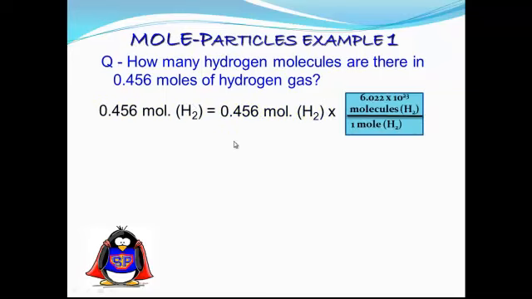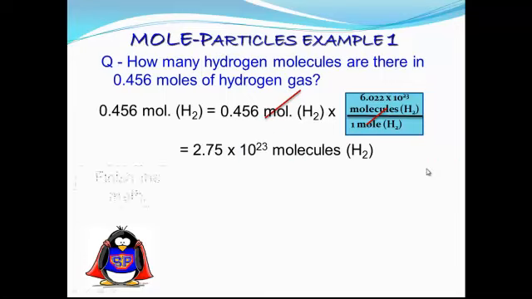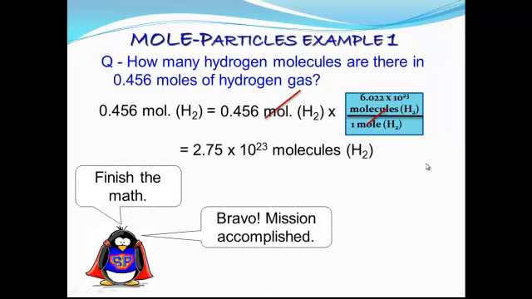That will be bringing the conversion factors. In this case, 1 mole of hydrogen gas is equal to 6.022 times 10 to the 23rd molecules of H2. And now you can see the units cancel each other out. We can have the target unit of hydrogen molecules, and just carry out, finish the math, and bravo, you are there. You have the correct answer.